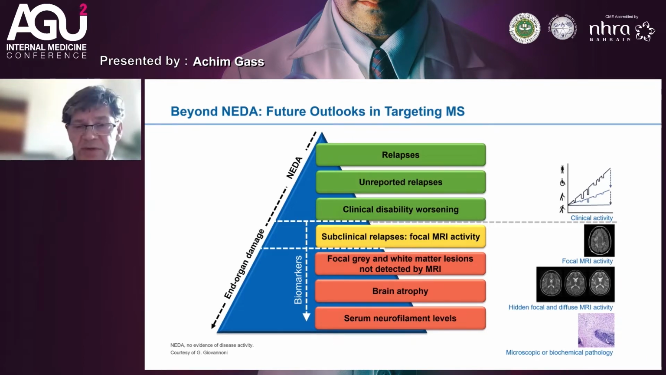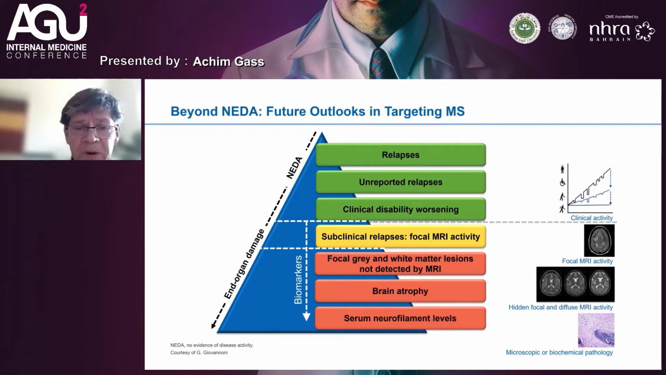which is no evidence of disease activity. So this is a term that is used if you want to go beyond the clinical features of a disease, and you can see in the green boxes the clinical features of MS, but there is much more. And in the yellow you can see that focal MRI activity is seen as subclinical relapses, which originally is a clinical definition, but if you see a focal spot of inflammation on MRI, then this is evidence of disease activity.